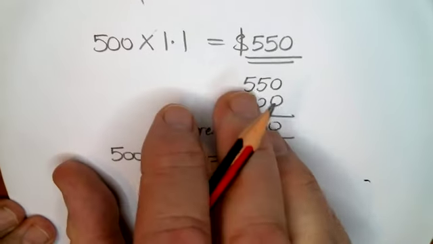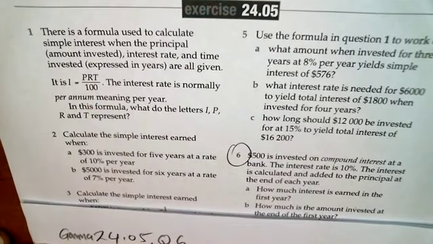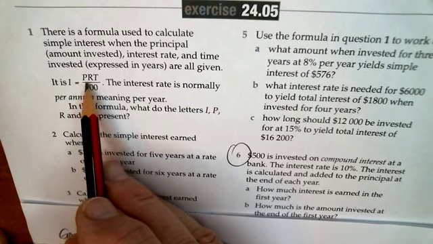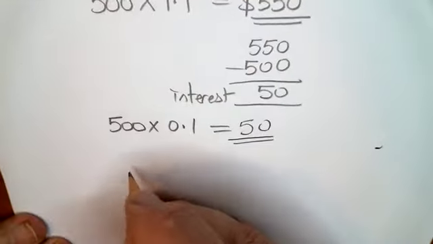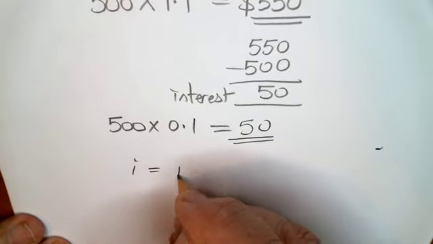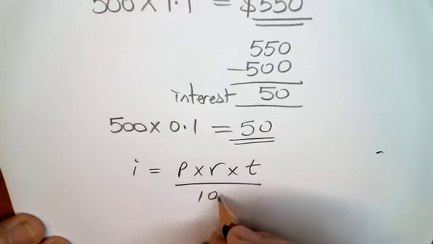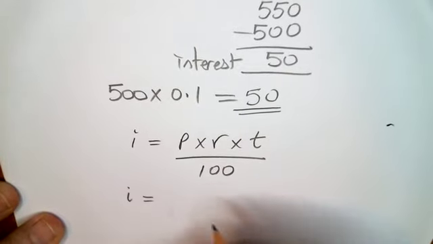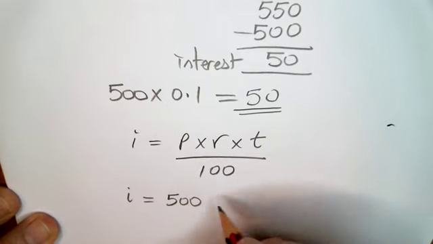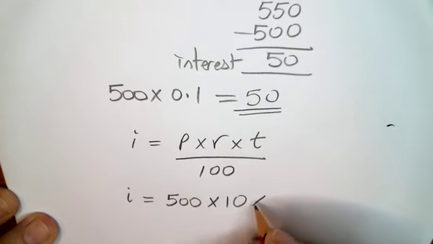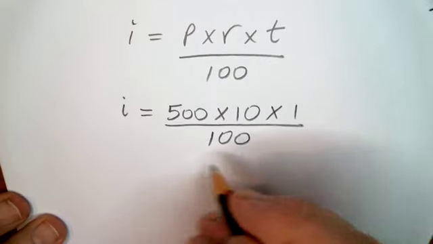Another way is using the equation we were given before, which was interest is equal to PRT. That's principal times the interest rate times the time, divided by 100. So we've got interest, I'll use I, is equal to principal times the rate times time, divided by 100. We don't know the interest, but we're going to find it out. The principal's $500, the interest rate is 10%, the time is just 1 year, so I put times 1, and I'm going to divide all of that by 100.